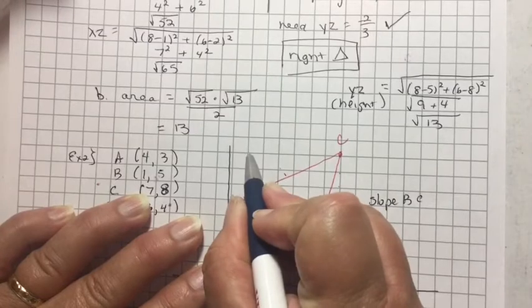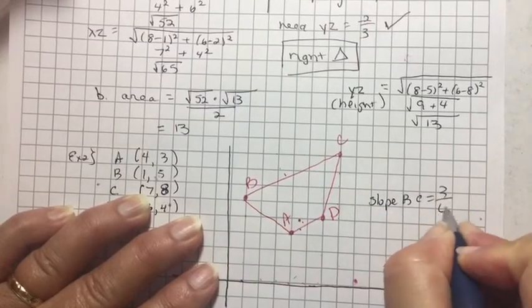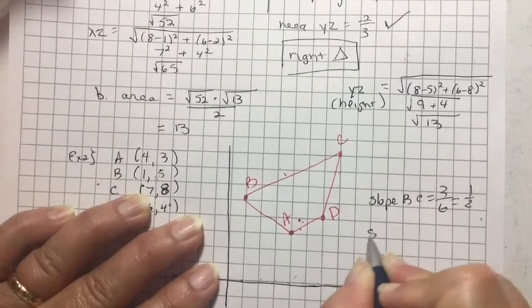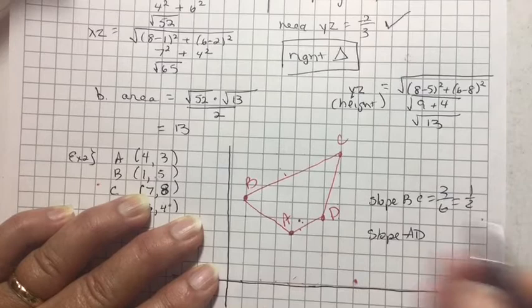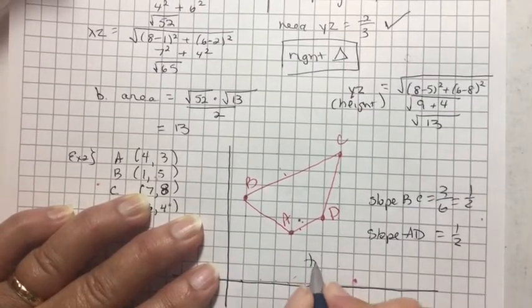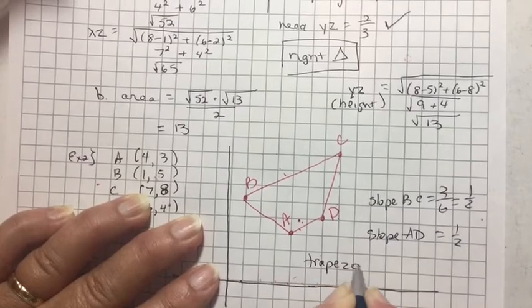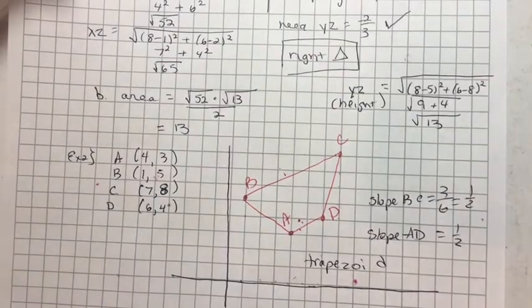It's up 3 and over 6. 3, 6 is a slope of 1/2. So I need my slope of AD to also be 1/2, up 1 over 2, and it is. Therefore, I have one pair of parallel sides, and I have a trapezoid. All right, let's do one more.